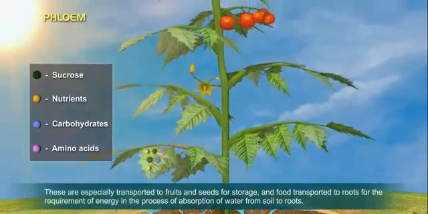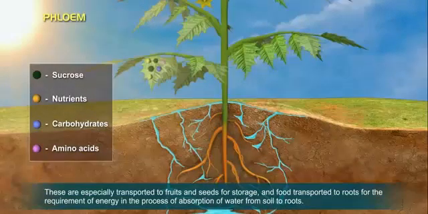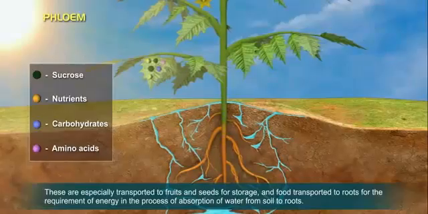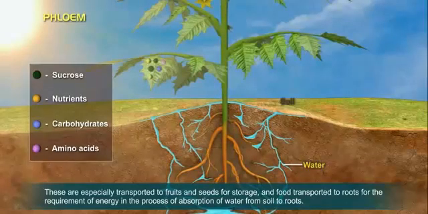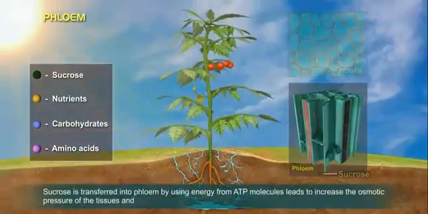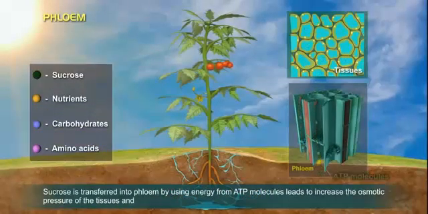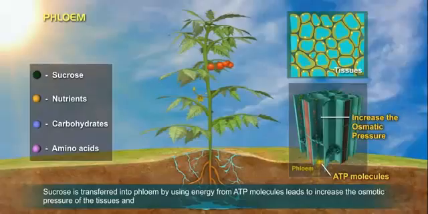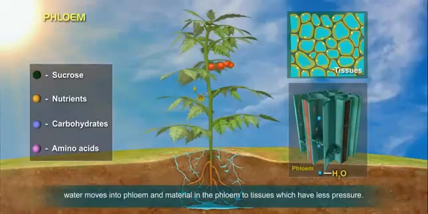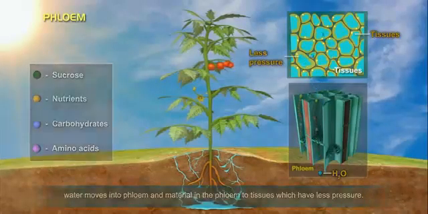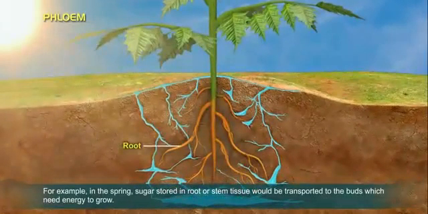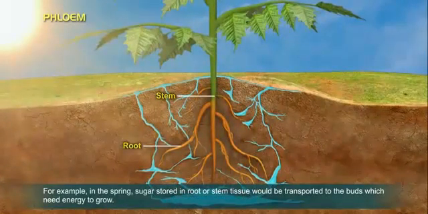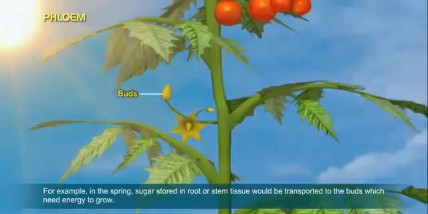These are especially transported to fruits and seeds for storage, and food is transported to roots for the requirement of energy in the process of absorption of water from soil to roots. Sucrose is transferred into phloem by using energy from ATP molecules, which increases the osmotic pressure of the tissues, and water moves into phloem and materials in the phloem move to tissues which have less pressure. For example, in the spring, sugar stored in root or stem tissue would be transported to the buds, which need energy to grow.